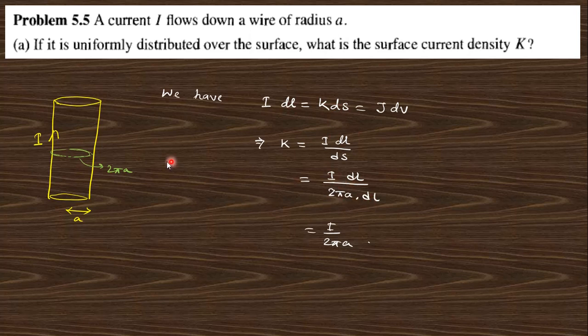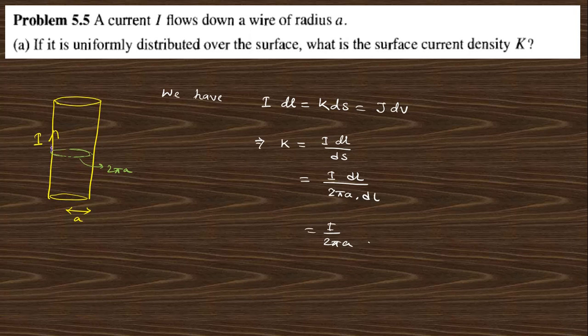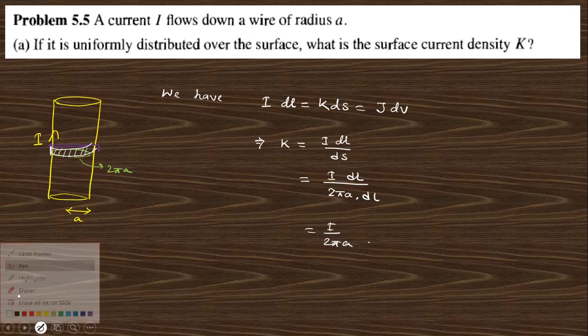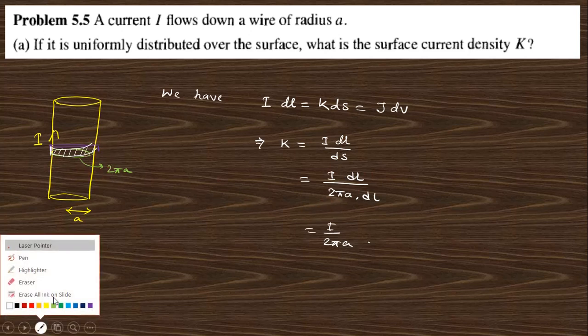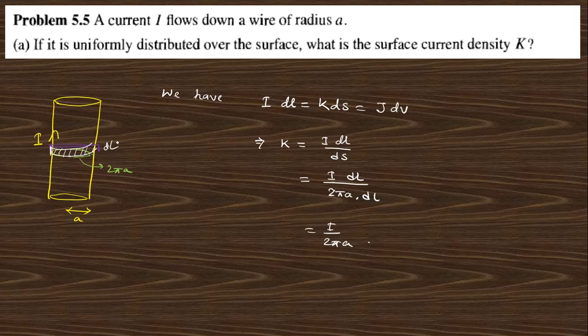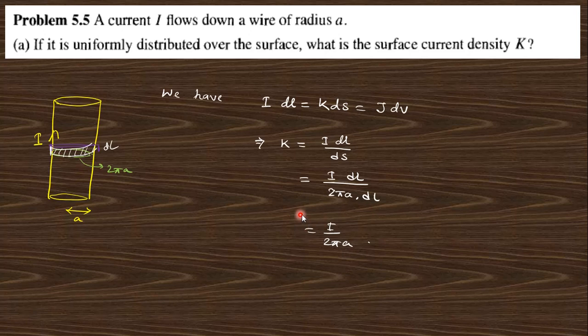So I dl by ds is nothing but 2 pi a, the periphery, and dl is the distance. Actually the current flows through the surface. Sorry, this is dl, so this is the surface on the cylinder. The surface area will be 2 pi a into dl. So you will get this expression. From where will we get the value of K?